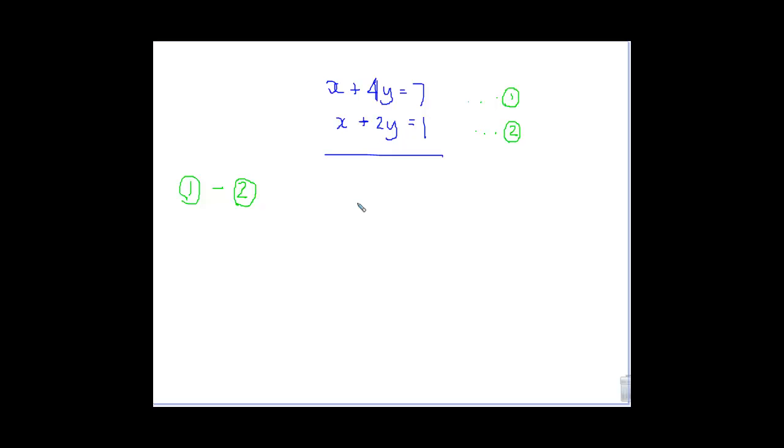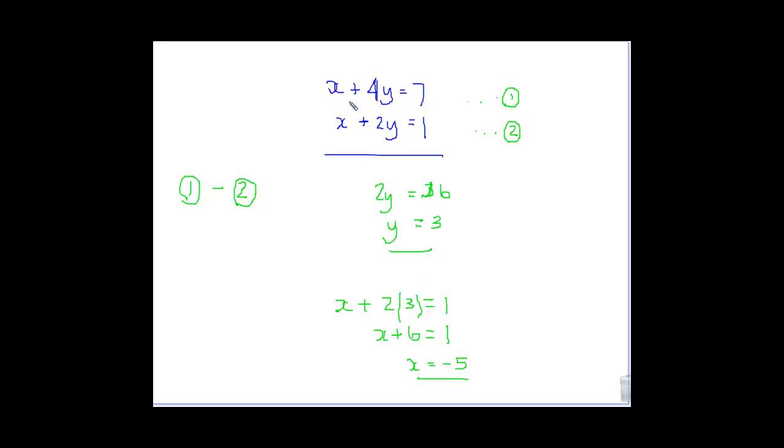But x minus x would give us 0. 4y minus 2y gives us 2y. And 7 minus 1 gives us, sorry, 6. We get that right, because then we divide by 2 and y would be equal to 3. We're a little bit ahead of ourselves. So y is equal to 3 there. And then sub it into any equation. I'm going to pick the second one to get my x value. So x plus 2y, with y equal to 3, substitute 3 in, is equal to 1. So x plus 6 would equal 1, or x must be equal to negative 5.